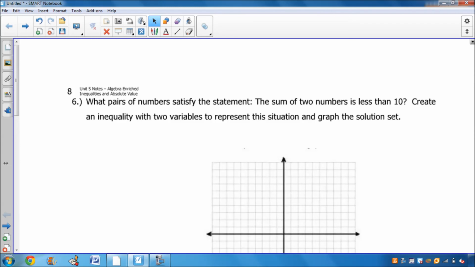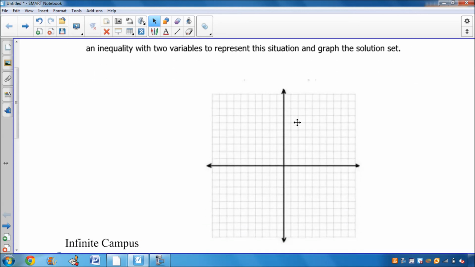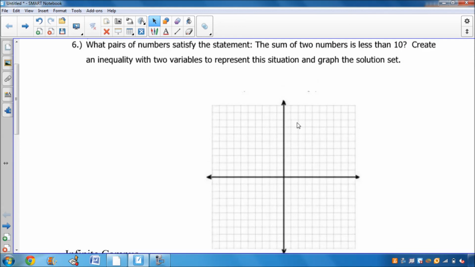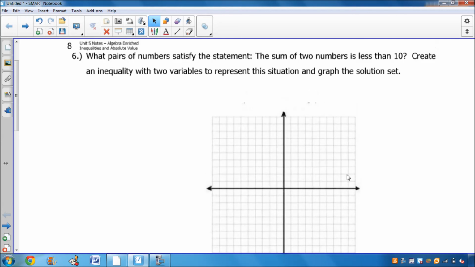What pairs of numbers satisfy the statement, the sum of two numbers is less than 10? Create an inequality with two variables to represent this situation and graph the solution set. Okay, so before we do anything, go ahead and number and label your axes. Come back to me when you're ready to go.